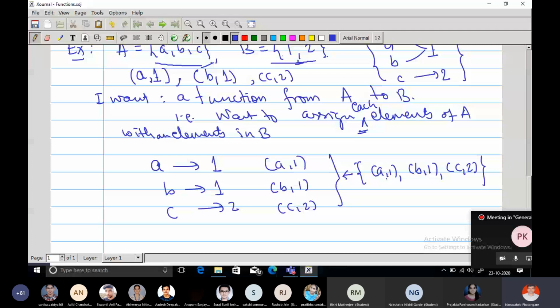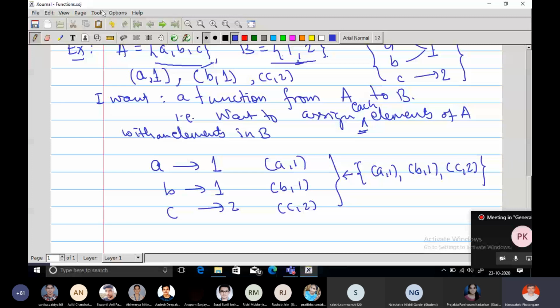But what is such a set called by our previous knowledge? What did we call such a set in our previous discussions? Relation. It is a subset of A cross B, right? So this is the relation. That is the important point you should observe.